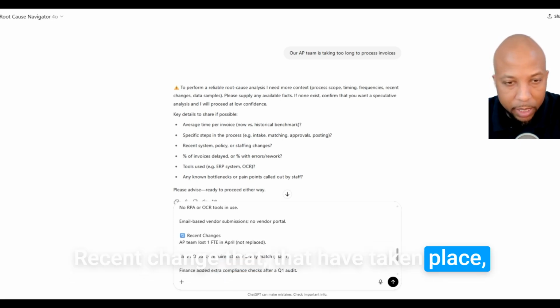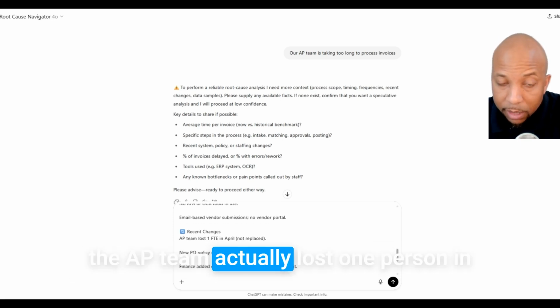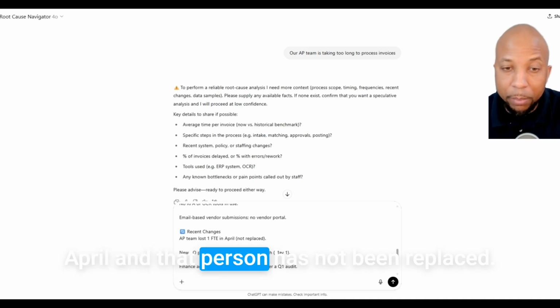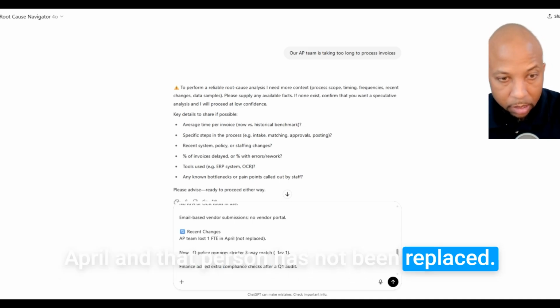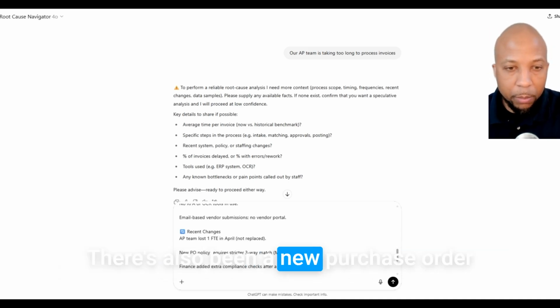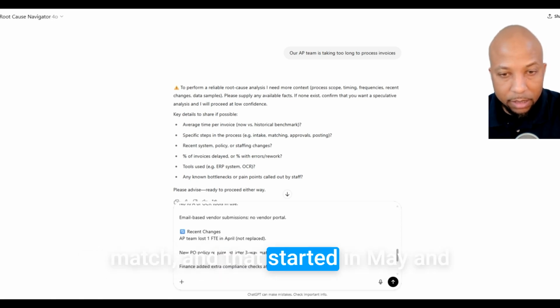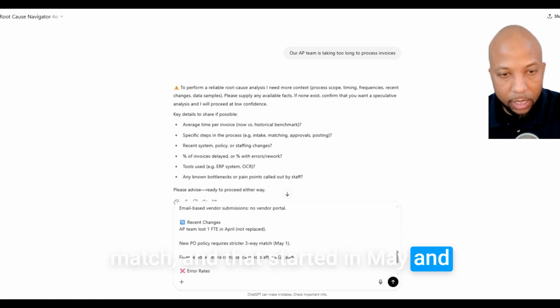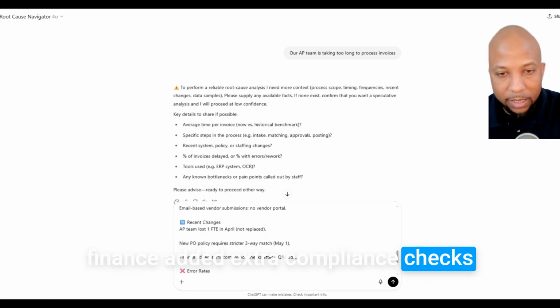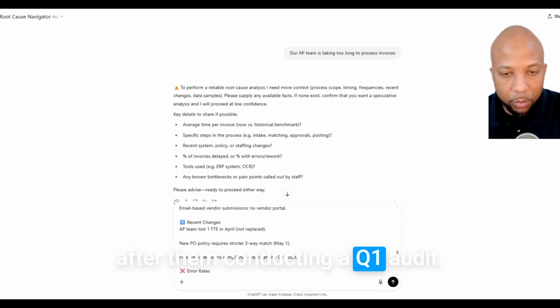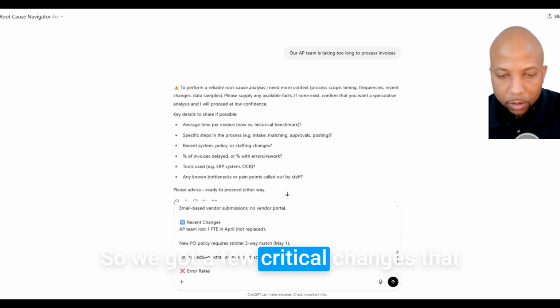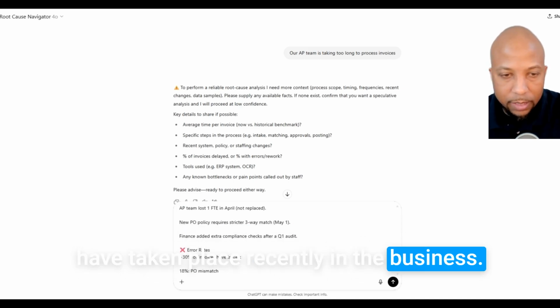Recent changes that have taken place: the AP team actually lost one person in April, and that person has not been replaced. There's also been a new purchase order policy that requires a stricter 3-way match, which started in May. And finance added extra compliance checks after conducting a Q1 audit. So we've got a few critical changes that have taken place recently in the business.